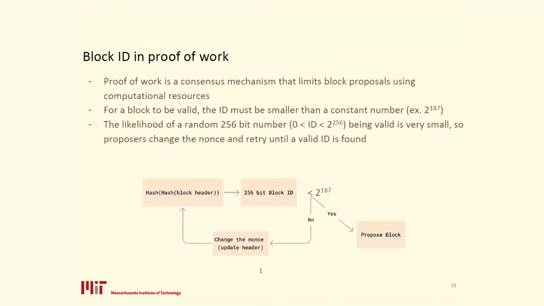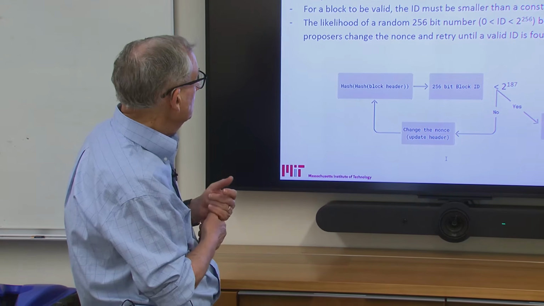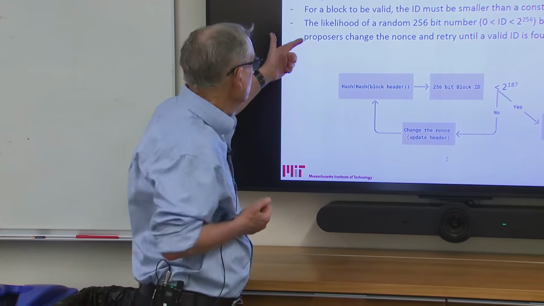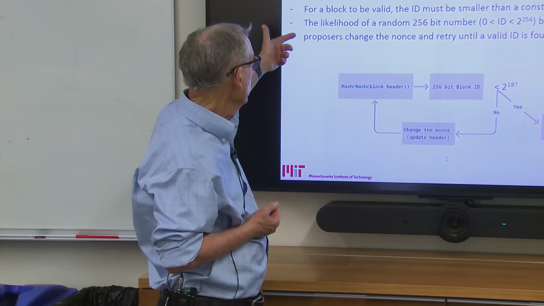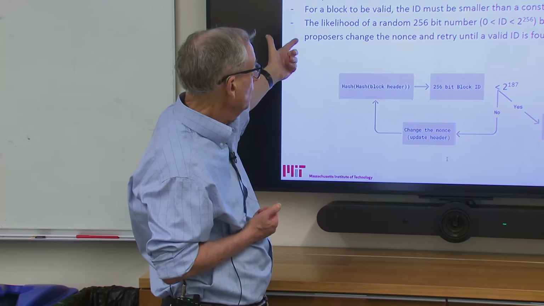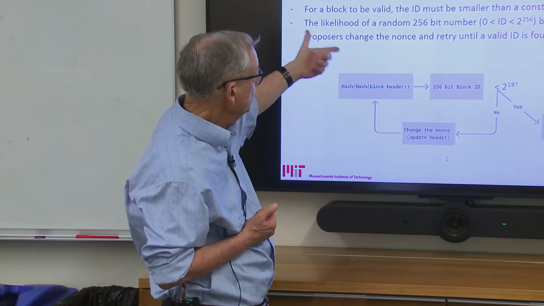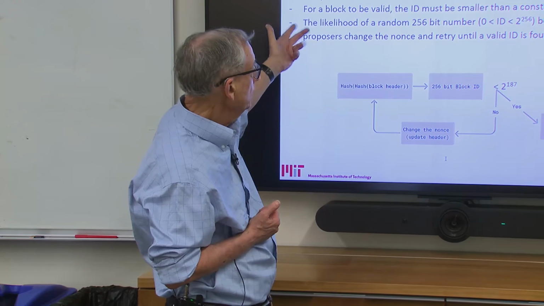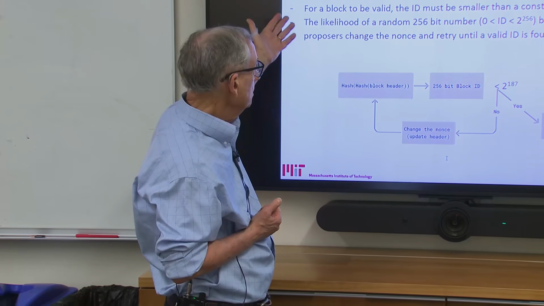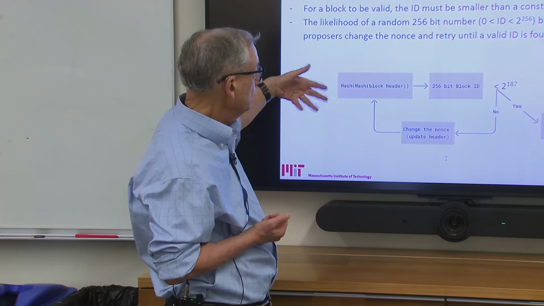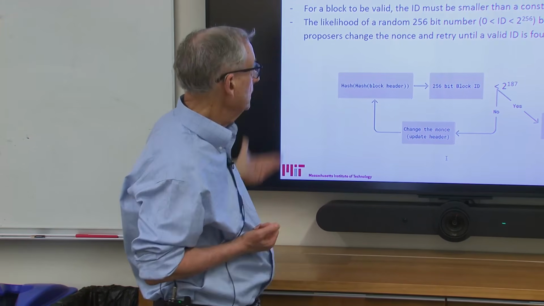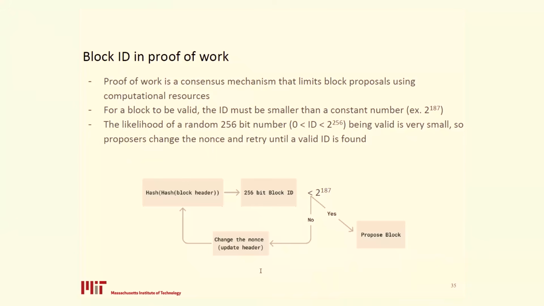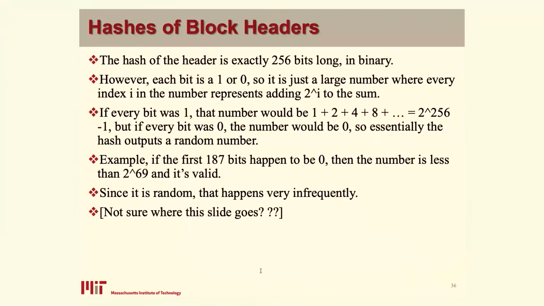Okay, so for example, 2 to the 187. Now, what is the likelihood of a 256-bit number being that small? The answer is it doesn't happen very often. And the math of it is, from Sam, right here.